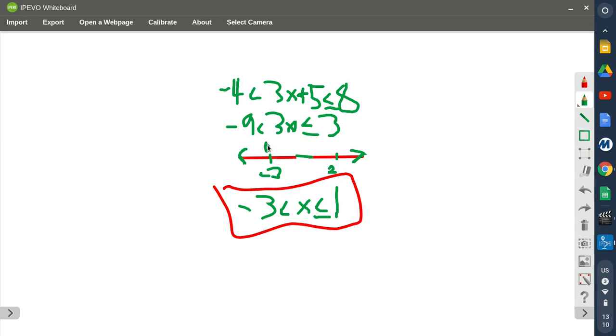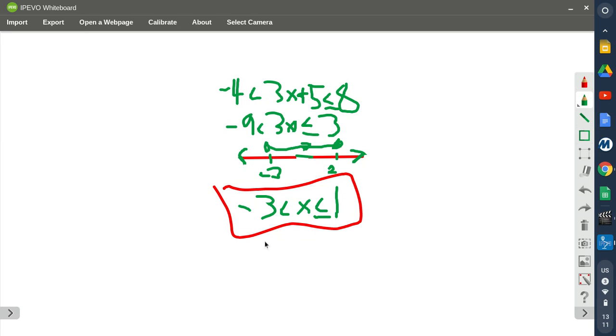So you have an open circle, and you're going this way. And then it's smaller than or equal to 1, so you have a closed circle, and you're going this way. So you have an AND problem, obviously, because they're going in towards each other.